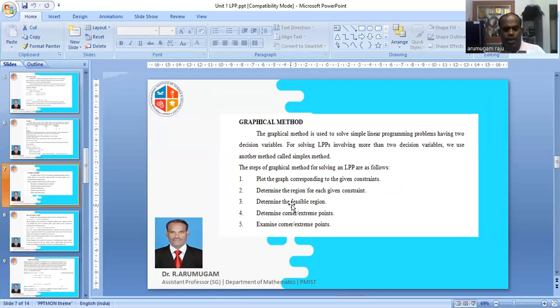The second step is to determine the region for the given constraint. Similarly, the third step is to determine the feasible region. The fourth step is to determine the corner extreme points. The last one is to examine the corner or extreme points.